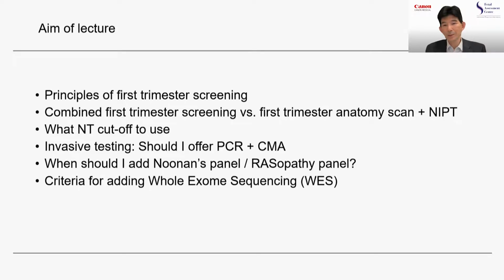Of course, we have spent the last 2-3 years educating our colleagues on the importance of offering chromosome microarray as pretty much a standard test now during our amniocentesis and chorionic villus samplings. Also addressing the question of whether we should be adding a Noonan panel or the RASopathy panel, as well as revising some of the criteria to use, should we be considering whole exome sequencing as well. So it's quite a lot of topics to get through in the next 25 minutes, but I think it'd be good just to make an attempt at that.